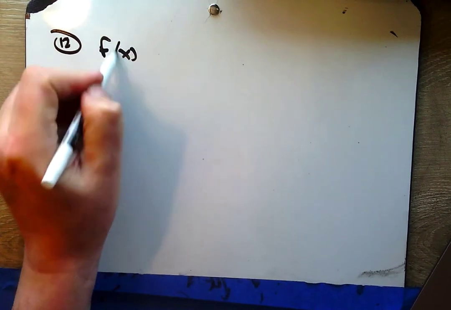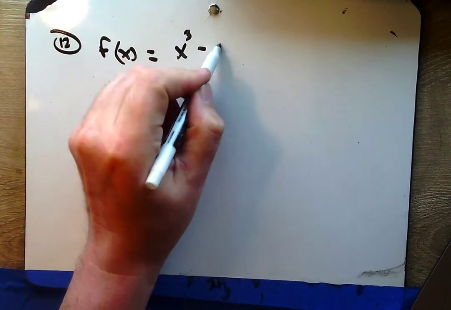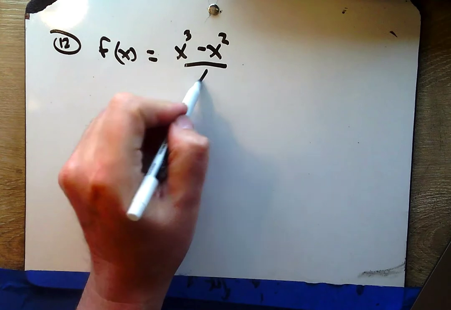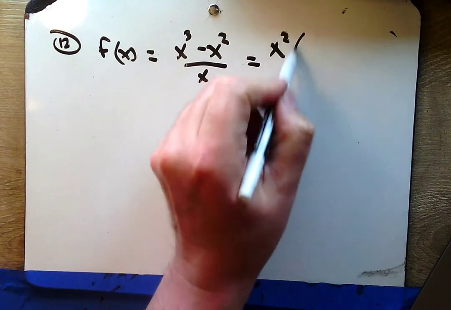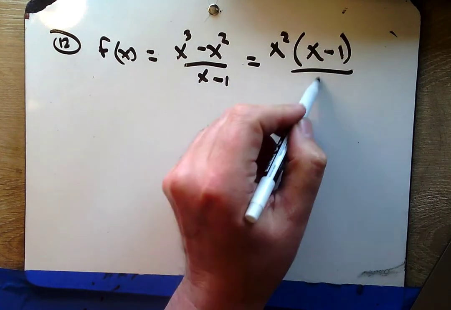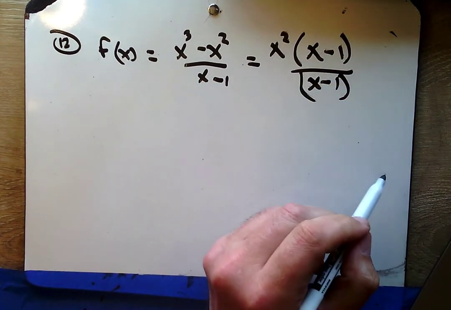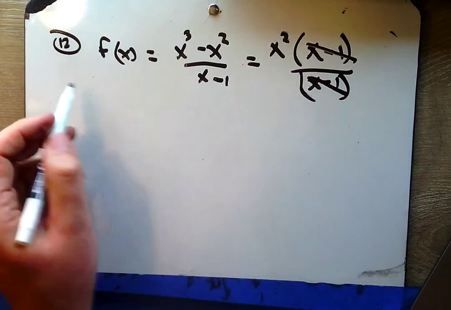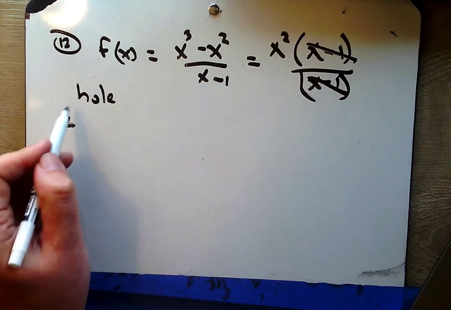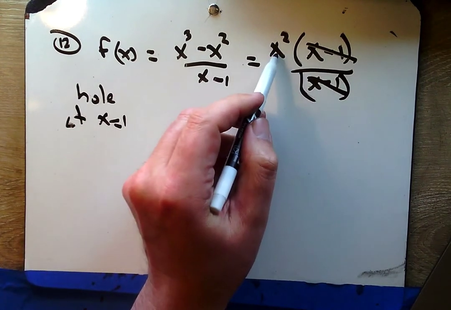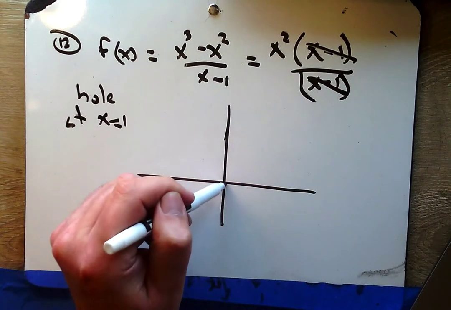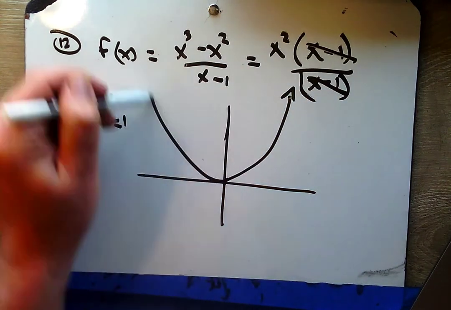All right, 12. Ooh, some GCF factoring up top. 12. F of x equals x to the third minus x squared over x minus 1. So when I factor up there, take out that x squared. Oh, look at that. There's a hole at x equals 1. And what I'm supposed to graph is this. Oh, that's great. I know how to graph that.